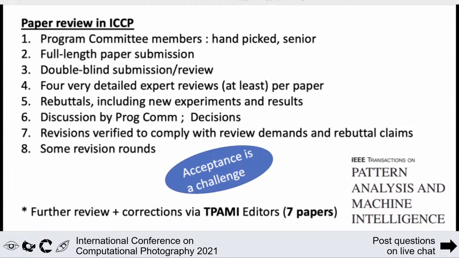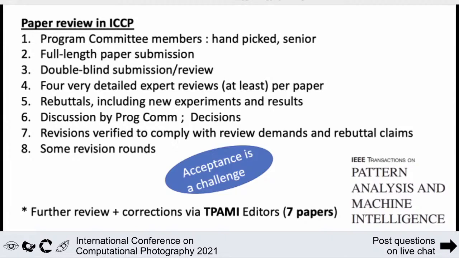We had full-length paper submissions, the usual double-blind submission and review. Each paper got at least 4 very detailed expert reviews, and in fact, there was very spirited discussion about each paper between the reviewers. It was a very robust process, and we're very happy with how that played out. Each of the authors, of course, got to turn in rebuttals, and we allowed you to include new experiments and results. Again, that's not necessarily the norm across the board.